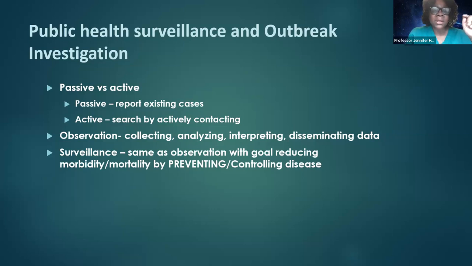Surveillance is the same as observation, with the goal of reducing morbidity and mortality by preventing and controlling disease. And all that means is that you're not just gathering data for data's sake. You're trying to be proactive. You're not going to wait until people start falling out in the street from Ebola. You're going to take that information and do something about it, so that you reduce disability. Mortality, of course, is death. You're trying to prevent all this.